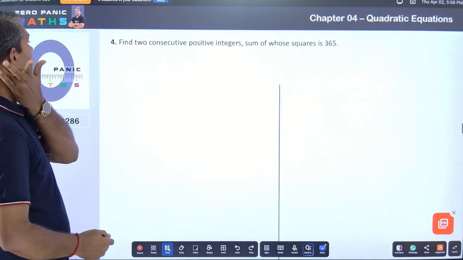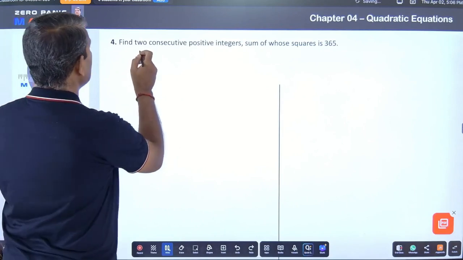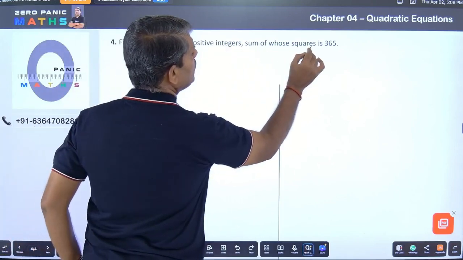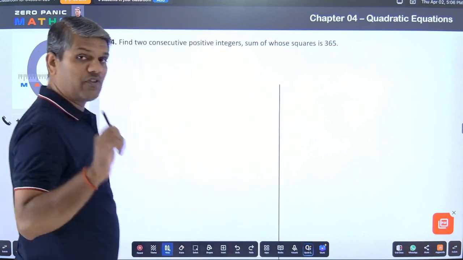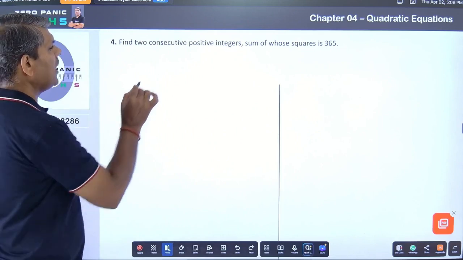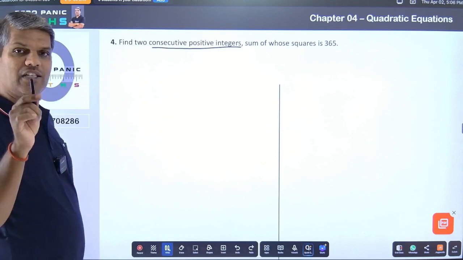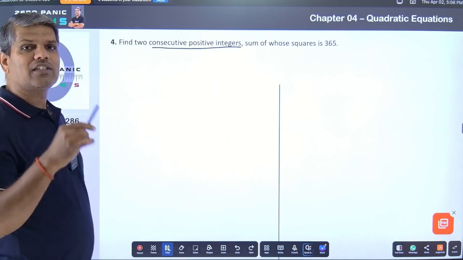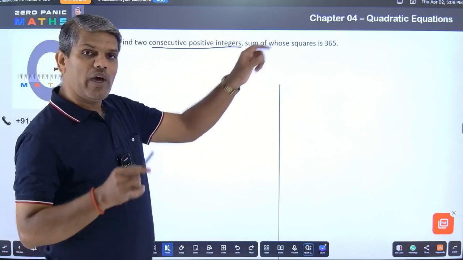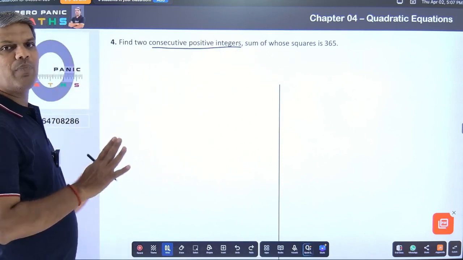Now this looks like a complete problem. You see here, they are saying two consecutive positive integers, the sum of whose squares is 365. They have clearly given that they are consecutive positive integers. If one integer is x, the next integer is x plus 1, and the sum of squares of those two is equal to 365. This is a perfect problem.